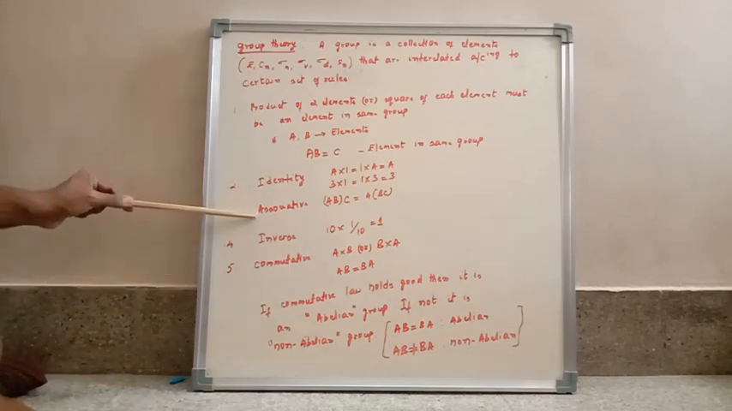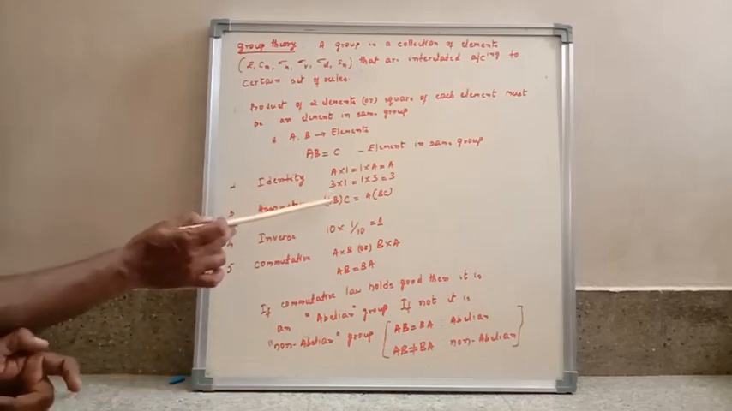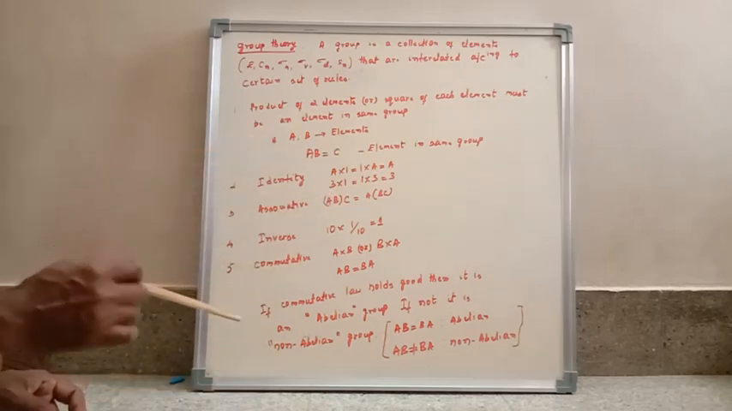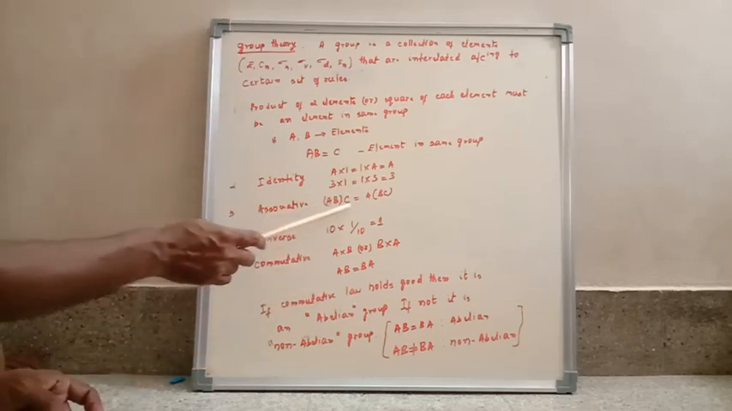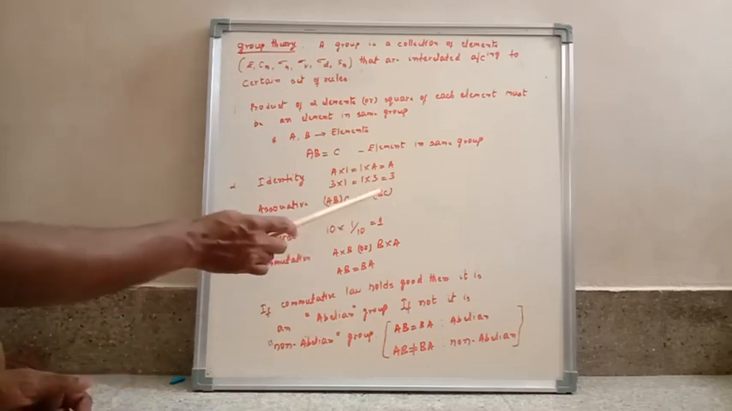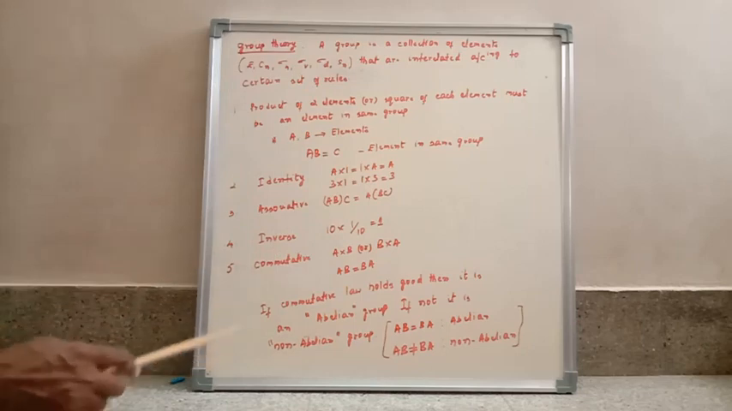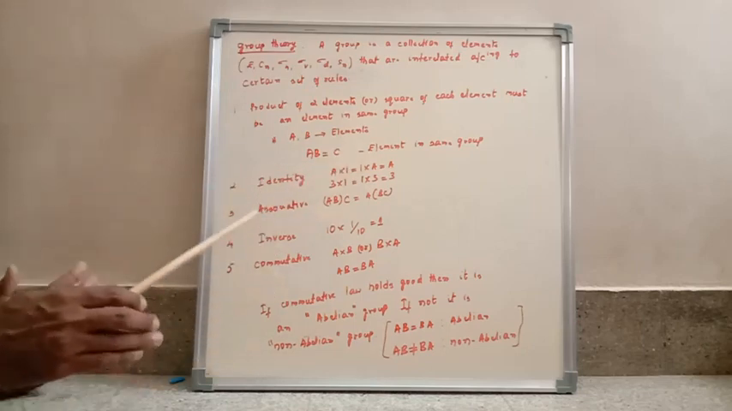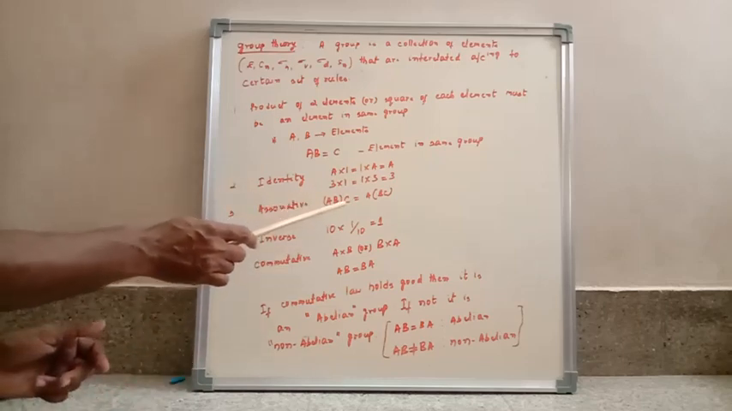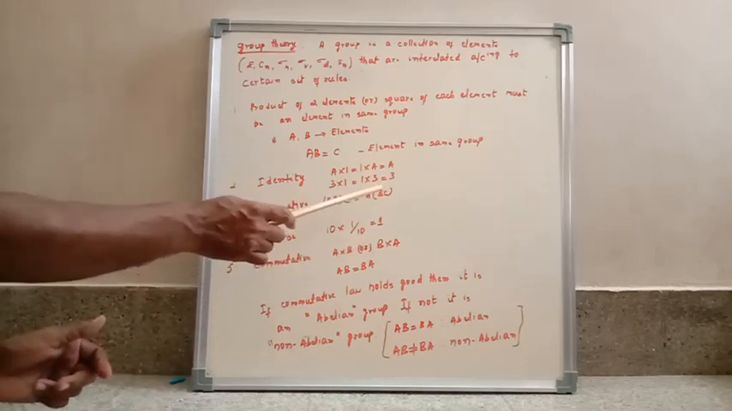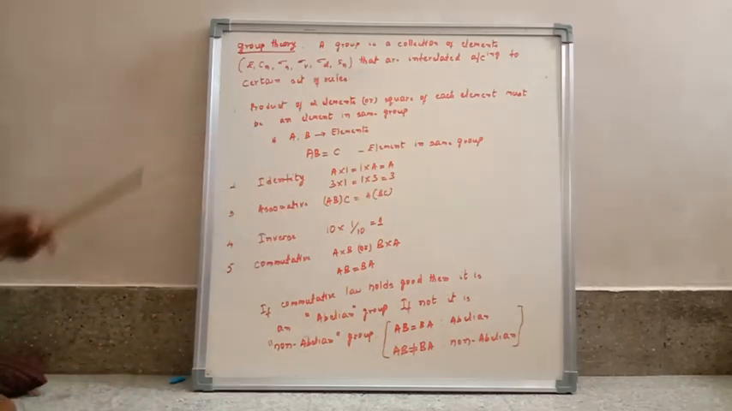Then the associative law. As per the associative law, A is operated on B, and the product of that is operated on C. Or B is operated on C, and the product of that is operated on A. The product should be the same. When you operate in either way, A into B into C, you will have the same product. That is called the associative law.